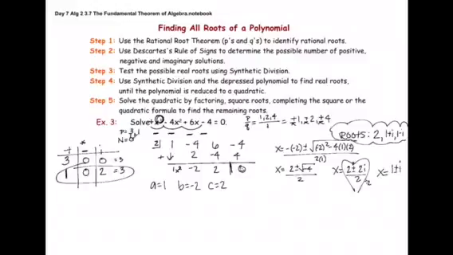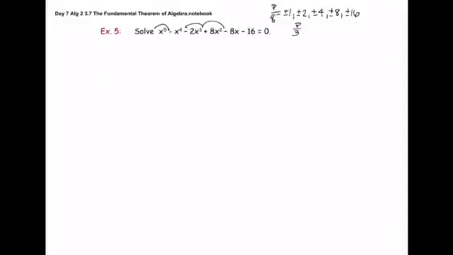So let's take a look at another one. Looking at example 5, if we list our p's over our q's for our possible roots, we get plus or minus 1, plus or minus 2, plus or minus 4, plus or minus 8, plus or minus 16. When we do our positives and our negatives, 1, 2, 3, I have 3 positive sign changes. When you subtract 2, you can get a 1.